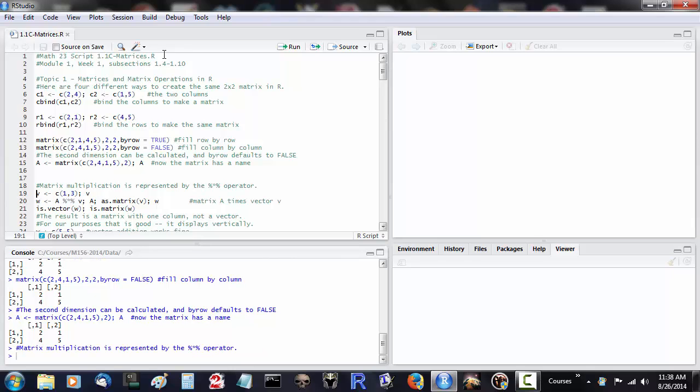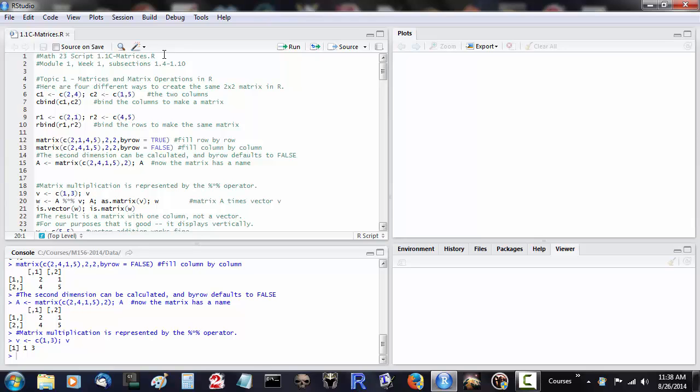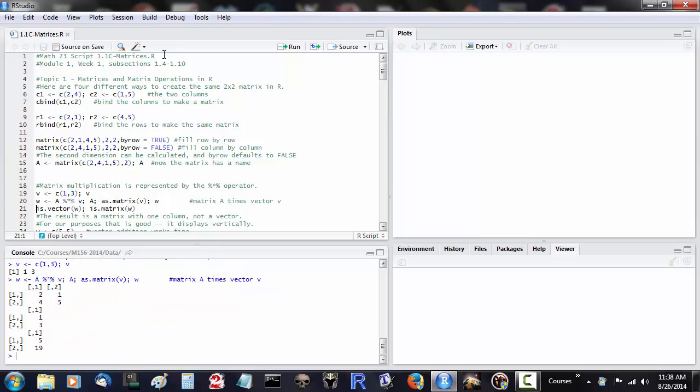To multiply a matrix by a vector, or to multiply 2 matrices together, we use the R operator %*%. Let me introduce a vector V whose elements are 1 and 3. And now let me calculate a vector W that results from multiplying the matrix A by the vector V. Here's how the answer comes out.